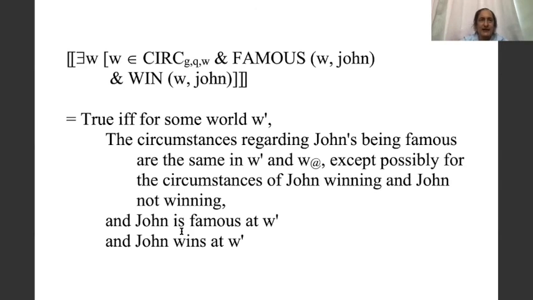And we're not going to give the full derivation here either, but we can say what this is, when it's going to be true. It'll be true if and only if, for some world W prime, the circumstances regarding John's being famous are the same in W prime and the actual world, except possibly for the circumstances of John winning and John not winning. And John is famous at that world W prime, and John wins at that world W prime.